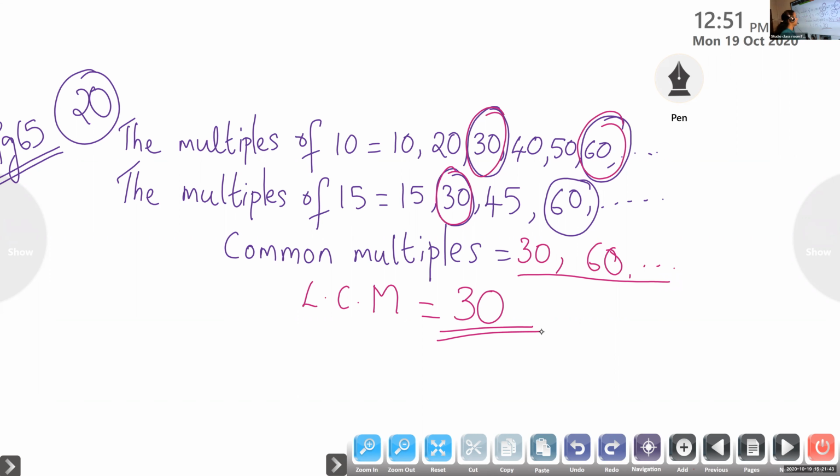So in this method, we have written the multiples of 10, multiples of 15, and written the common multiples. And from the common multiples, we can find out the LCM.